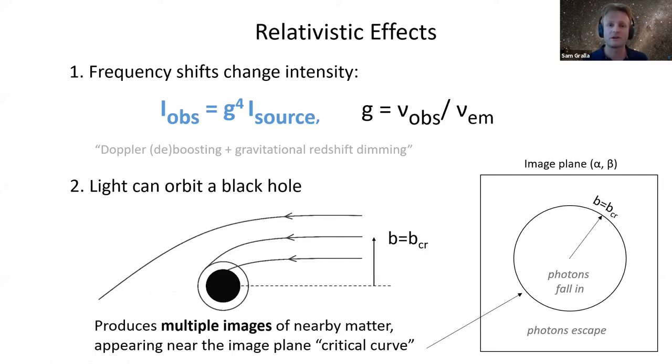And so the ratio G of the two redshifts, emitted and observed, is going to make the light brighter or darker depending on relative motion and proximity to the gravitating center. That's one important effect. And the other one is that light can orbit a black hole.